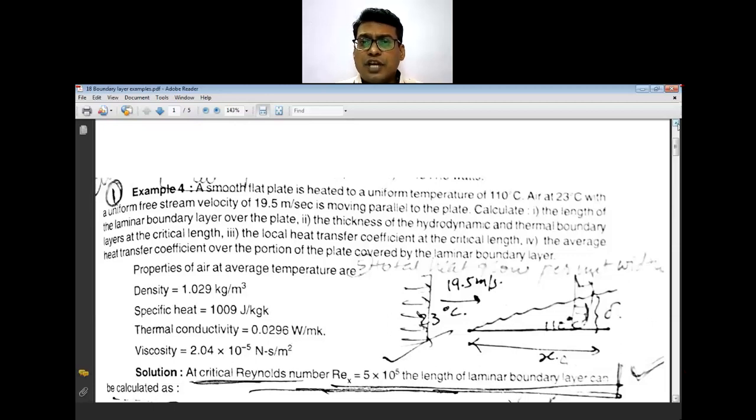That means the temperature of the heated plate that is mentioned is 110 degrees Celsius. Then the air at 23 degrees Celsius is having the uniform velocity of 19.5 meters per second that is mentioned.